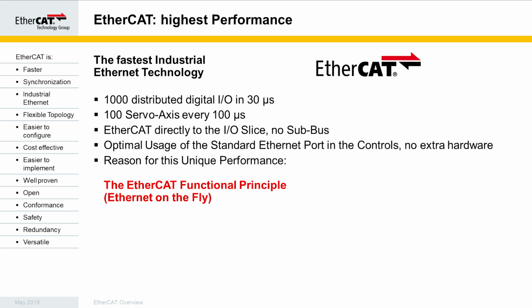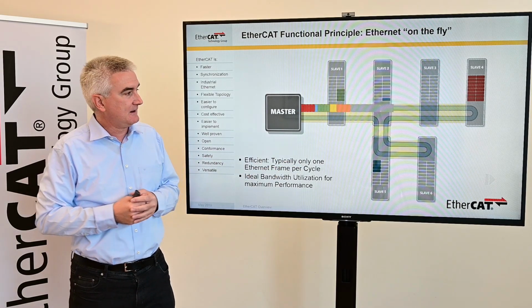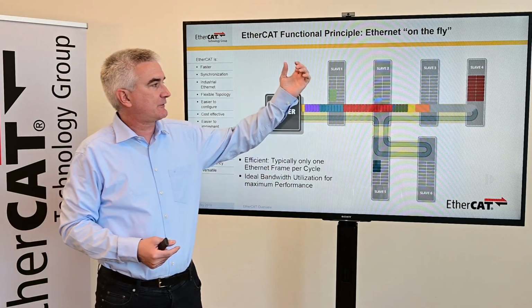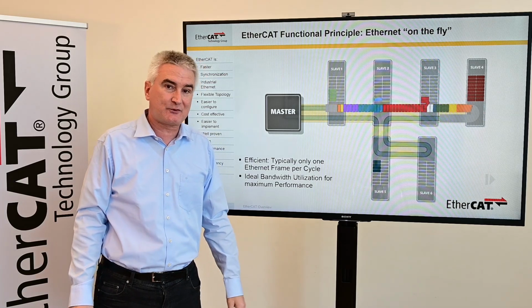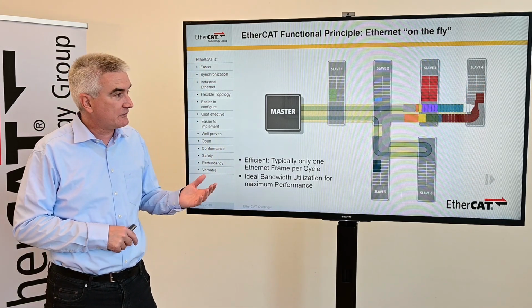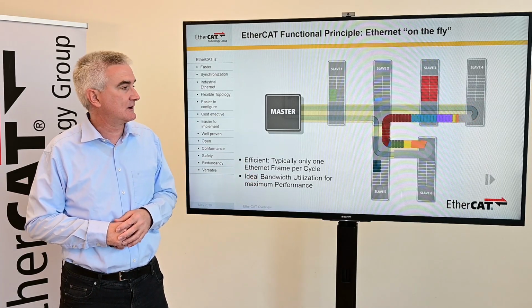But what is the secret? Why is EtherCAT so much faster? Well, the secret is our unique functional principle. We call it processing on the fly. Instead of sending one frame per node per cycle per direction all of the time, EtherCAT is sending one frame through all the nodes. And everybody is extracting data from the same frame and inserting data into the same frame as well. In doing so, we share one frame, one overhead, maximum bandwidth utilization.